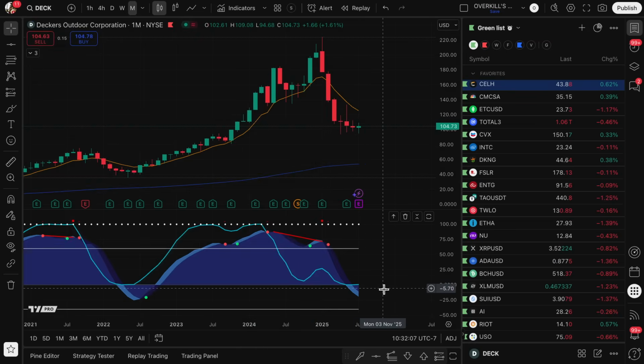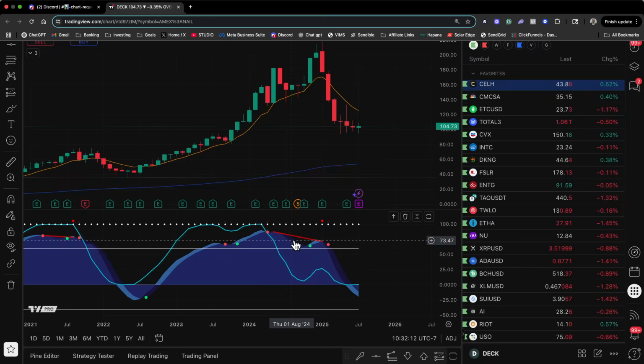Oh, we got DEC. We need that green dot first. This one's trying to find a bottom here at 93, but you need that monthly green dot on that one. We got RSR.